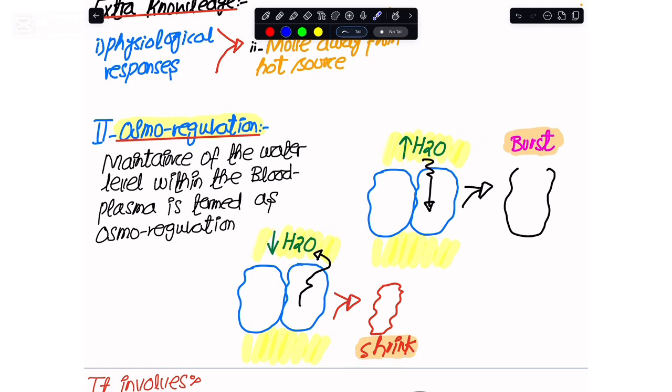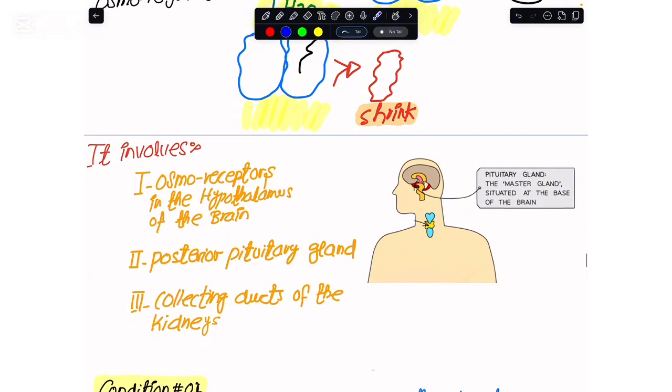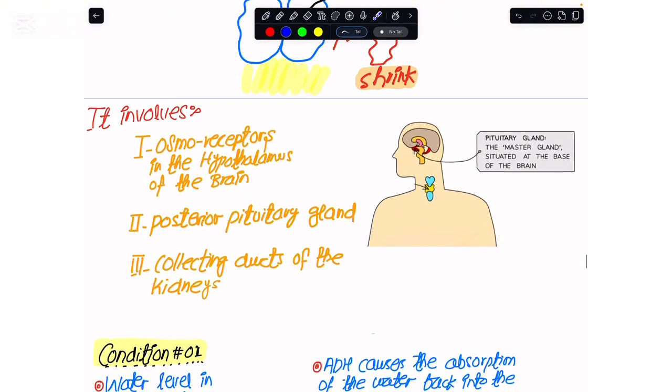So I cannot afford either of these two situations. It is very important that we maintain osmoregulation. But before we go into the maintenance of osmoregulation, this homeostatic control involves the osmoreceptors, which we have within a part of the brain, the hypothalamus. We would involve another gland, the posterior pituitary gland, and then at the end we would have the collecting ducts of the kidneys.